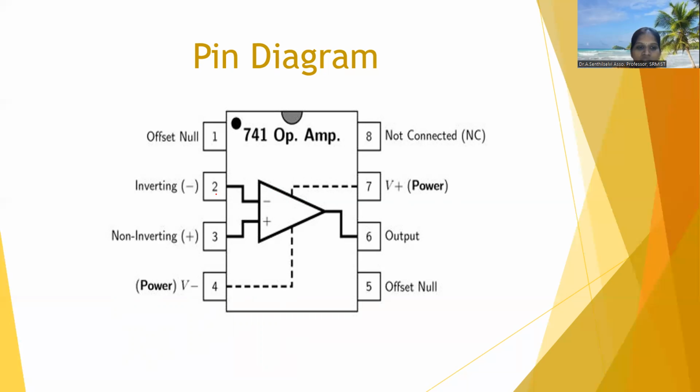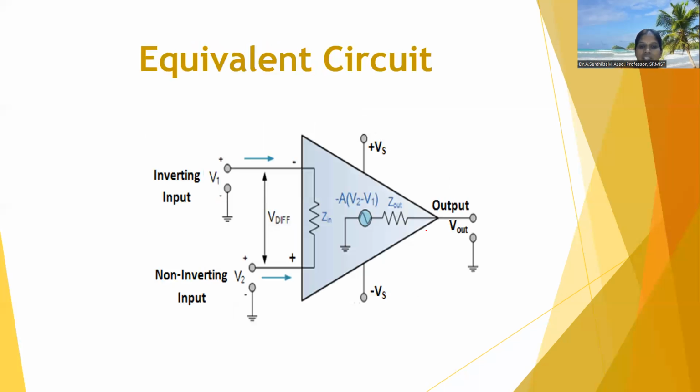In pin 2, we give the inverting input. Pin 3 is the non-inverting input. Pin 4 is the negative power supply, and pin 7 is the positive power supply. From pin 6, we take the output. Pin 8 has no connection. This is about the pin diagram. This is the practical hardware available, it looks like this. Next, we will see the equivalent circuit of an operational amplifier.